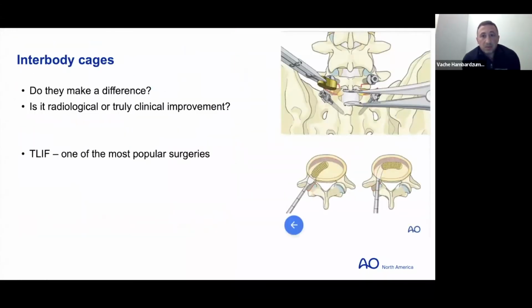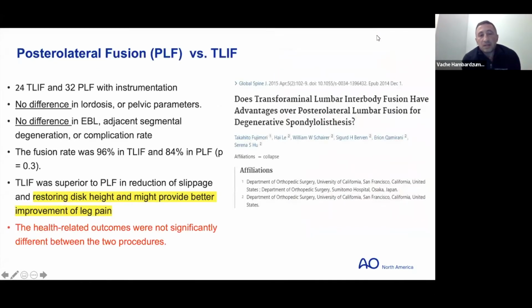Here comes the main question of today's discussion. Interbody cages, do they make a difference? If they make a difference, is it a radiological or truly clinical improvement? We all know that TLIF is one of the most popular surgical procedures. Next slide. And here's a study where the authors compared posterolateral fusion versus TLIF.